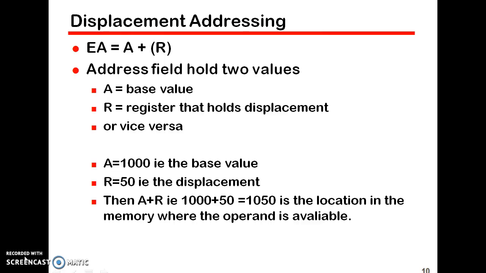So next we have displacement addressing mode. In displacement addressing mode, we have a base register plus a displacement. Your registers can be any general purpose register. They are not specific to any particular register here. So say A contains a base address, say for example 1000, and R contains a displacement. We add them up and we obtain an address location of 1050. At location 1050, we have the operand we are looking for.